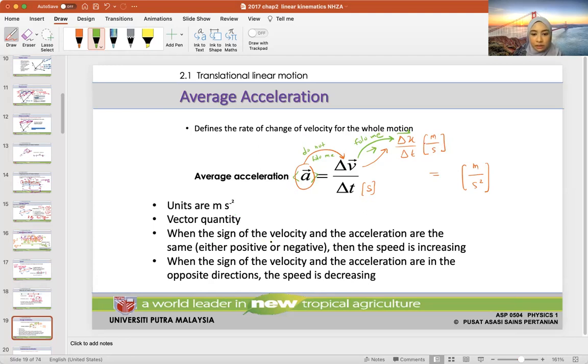When the sign of velocity and acceleration are the same, meaning to say acceleration is positive, change in velocity also positive. This means that the speed is increasing. When the sign of velocity and acceleration are opposite, for example, acceleration negative, velocity positive ataupun acceleration positive, velocity negative, ini bermaksud the speed is decreasing. Nanti kita akan tengok situasi when acceleration follows the sign of velocity and when it does not.